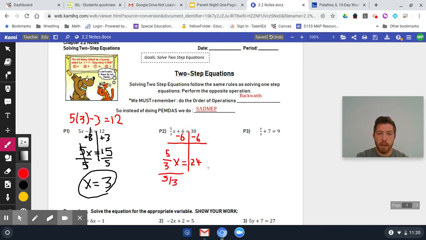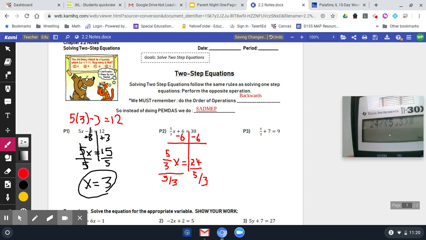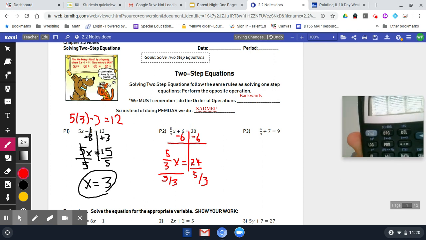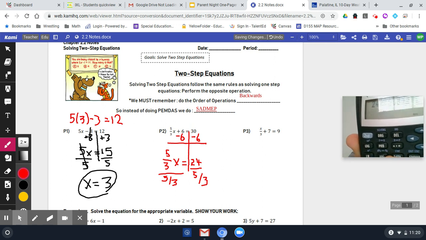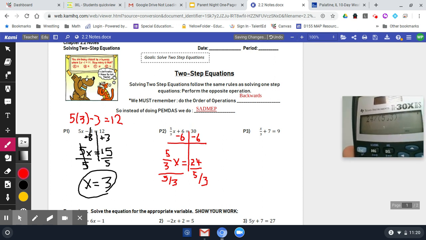All right, this might look funky here. We're going to divide this by 5/3. But still very doable. I'm going to go ahead and plug in my calculator so you guys can see this. We're going to do 24 divided by 5/3. So it looks a little bit like that in your calculator. You got 24 divided by, and then 5. I hit the ABC button that's right there, and get 5/3.